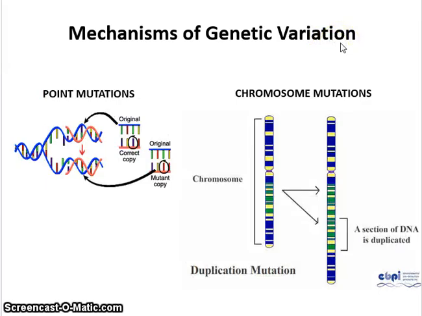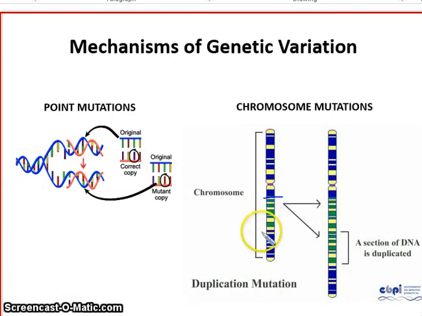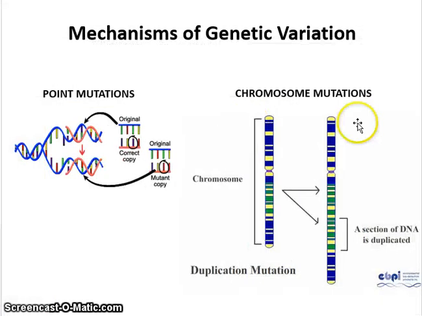Some more mechanisms for genetic variation, mutations we talked about. This would be a simple point mutation. We're changing one nucleotide base in here. Then we also have chromosomal mutations. So it can happen on the DNA or on the chromosome. And this one's showing you how a particular gene has been duplicated over here. So it's not only here, but it's here as well. So mutations can happen on the DNA or on chromosomes.